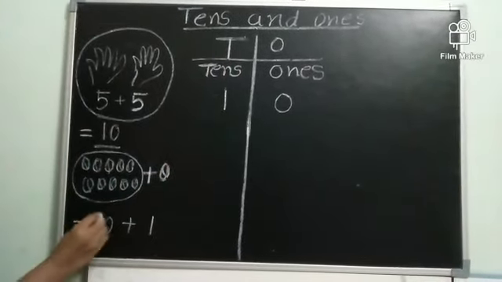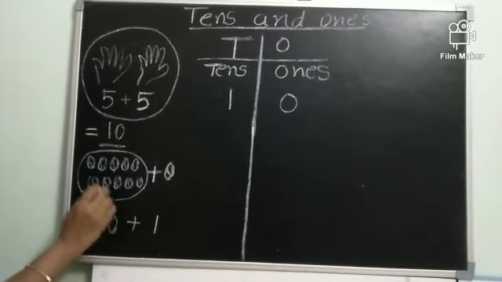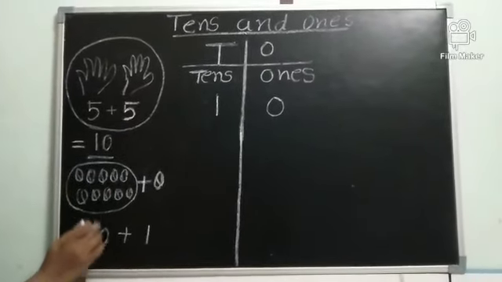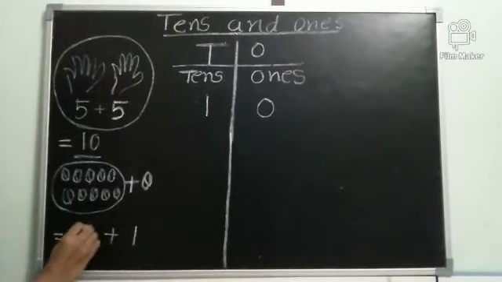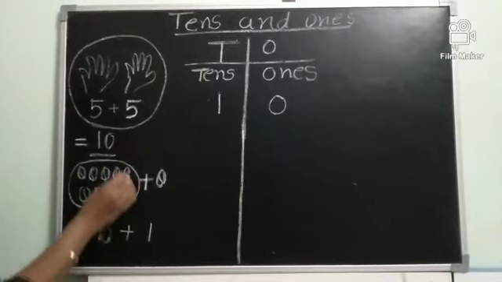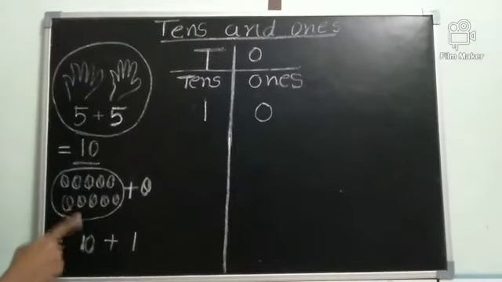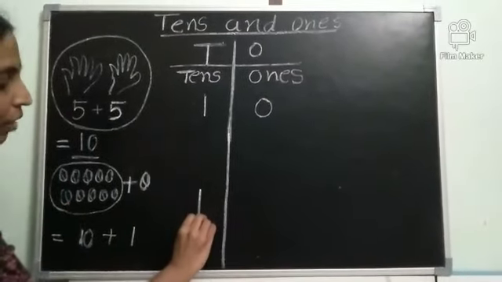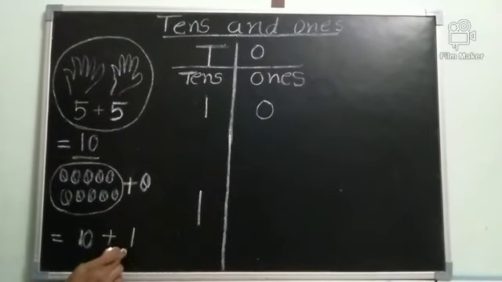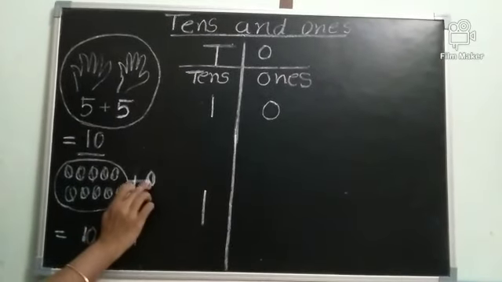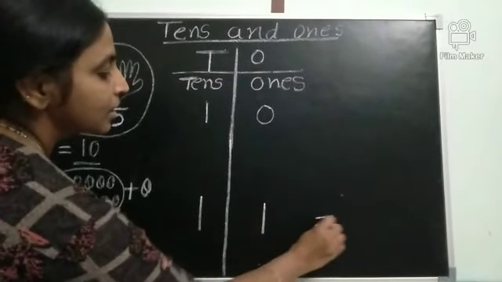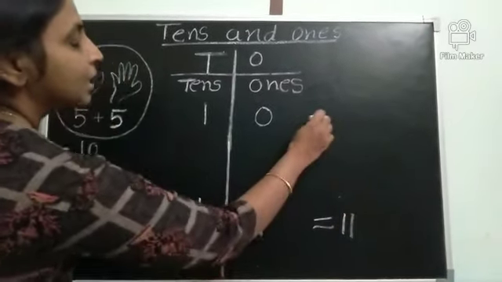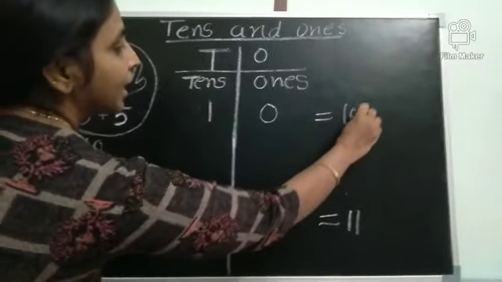Tens column. Here this ball group is tens one. So one ten you are going to mention here. This group is 1, so 10 comes in 1. How many ones are there here? Only 1 ball. It's here, 1. So, here comes 11. Here comes 10.